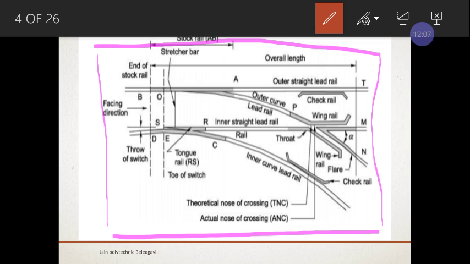What was the second thing we studied? That was points and crossings. What are points? Points are the combination or arrangement of stock rail and tongue rail with other necessary fittings. That is called points.